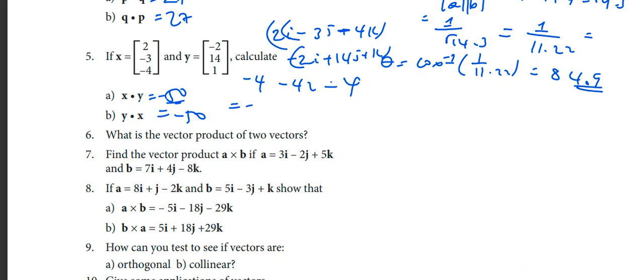Number 6, what is the vector product of two vectors? The vector product of two vectors is when two vectors are multiplied together to produce another vector. Therefore a cross b is equal to magnitude of a, magnitude of b, sin theta, in unit vector n in the direction of a and b that is perpendicular to a and b.